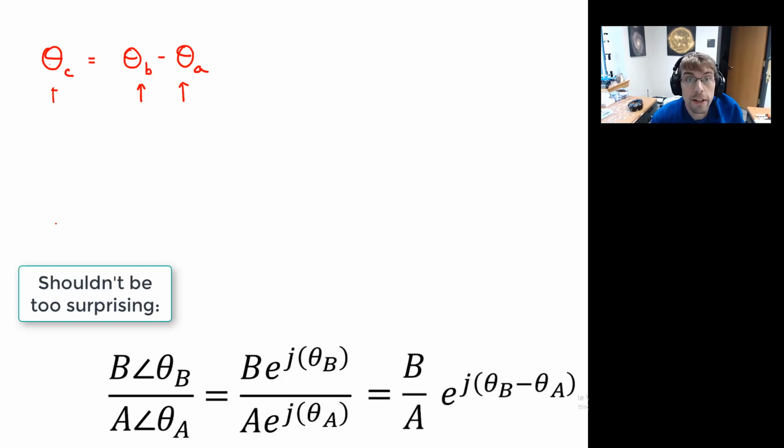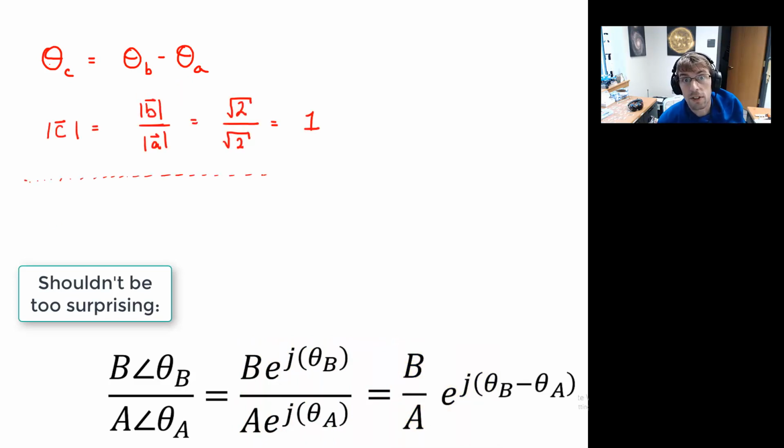The other thing, notice, is that the magnitude of phasor C is simply equal to the magnitude of B divided by the magnitude of A. And again, we've just done it for a specific case, but the magnitude of B was the square root of 2. The magnitude of A is the square root of 2. And so we end up with the magnitude of C simply being 1.